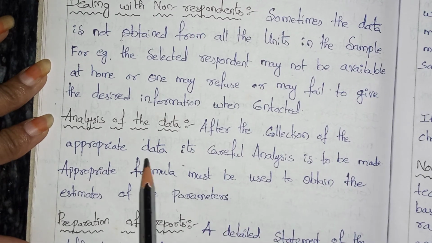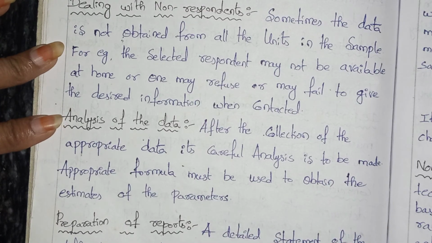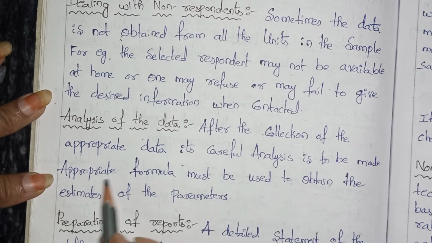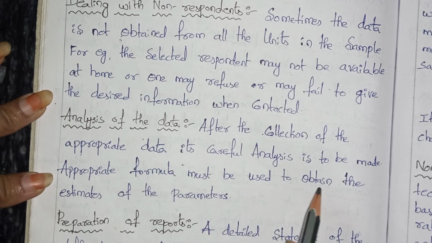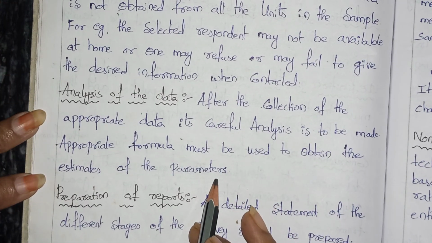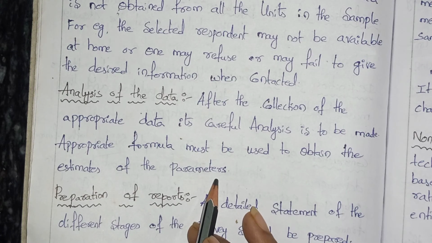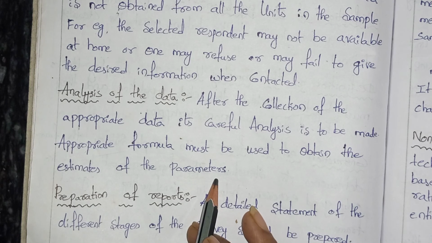Next, analysis of the data. After the collection of the appropriate data, its careful analysis is to be made. We should not miss any point. We should not miss any sampling unit, that means the person who is in the sample, we should not miss that person's details. Appropriate formula must be used to obtain the estimates of the parameters. Parameters mean unknown values, for which we are doing the survey, and we should not miss those parameters. In order to get those unknown constants, which formula we are going to use should be mentioned clearly.